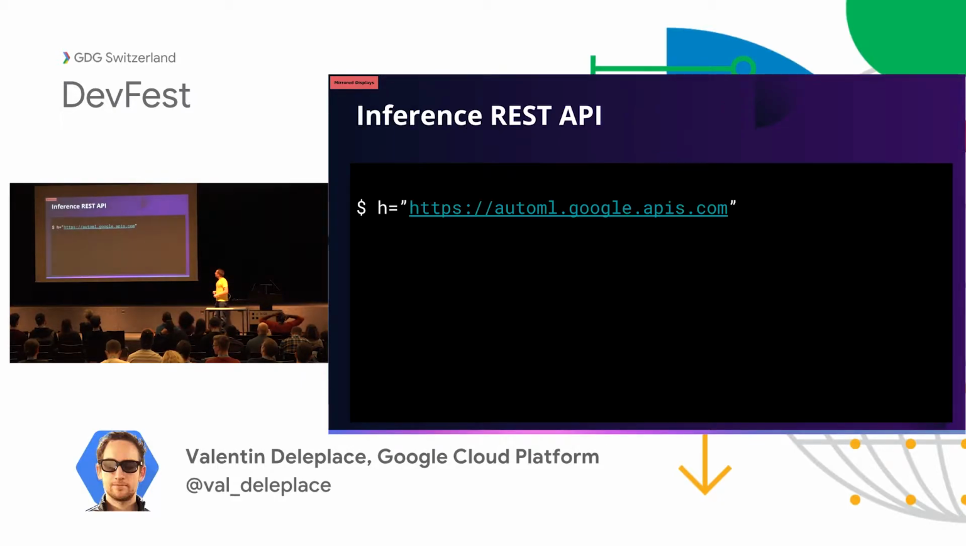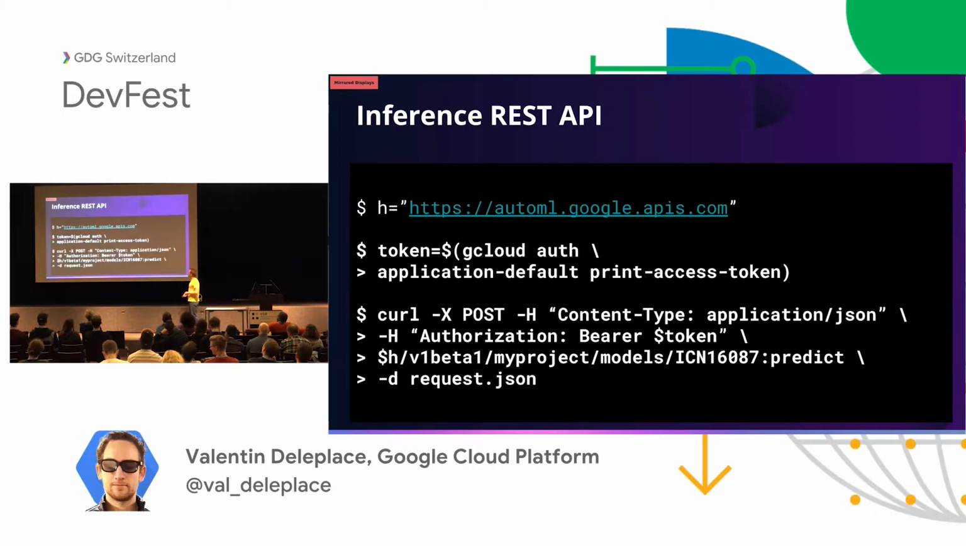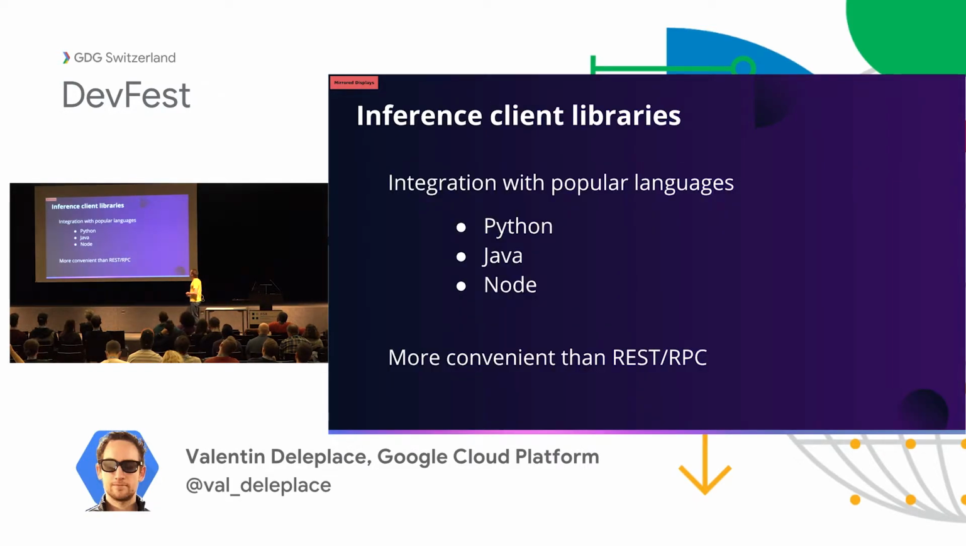Okay. That's what the inference REST API would look like. So we would get an authentication token and then post some JSON payload and get some prediction. You can use client libraries to integrate with your application running on App Engine or Kubernetes Engine or whatever your system is. And it's usually more convenient to use the client libraries than the REST APIs. I still would like to finish my demo.